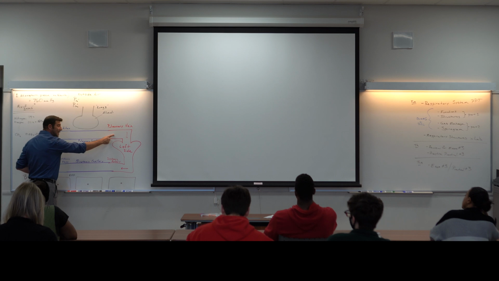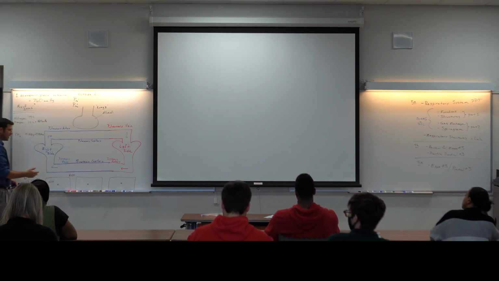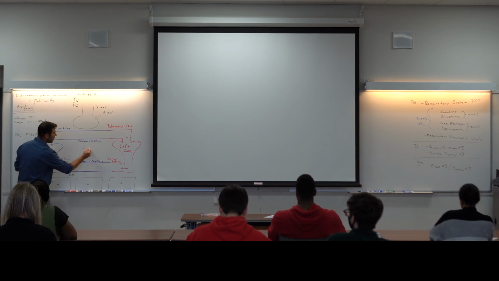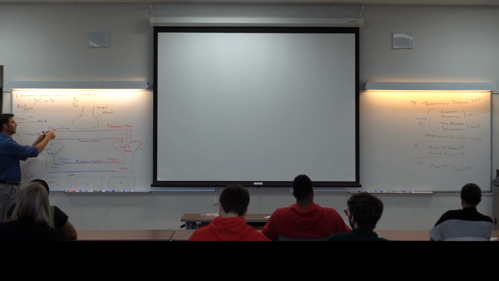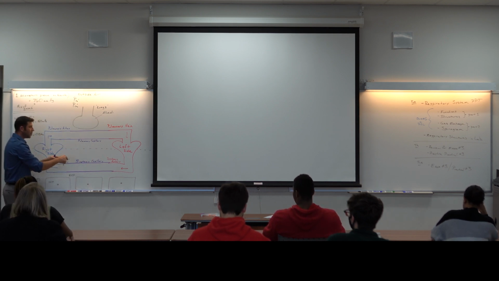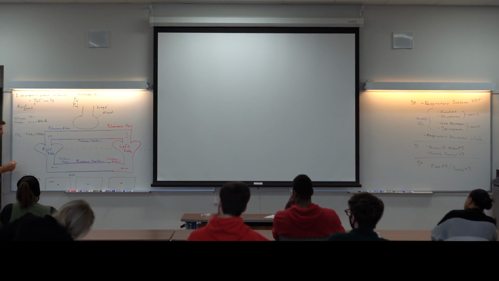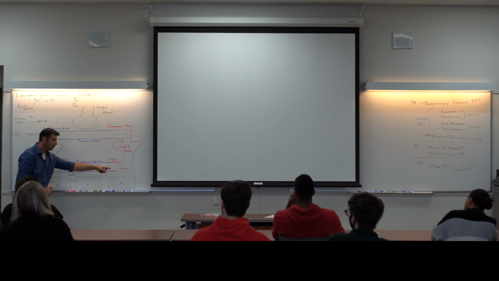Sometimes veins are red, but what's unique about a vein is it's always carrying blood towards the heart. So what's nice about this picture is we've kind of separated our pulmonary circuit on top, where we go from the heart out to the lungs and then back to the heart, from our systemic circuit down at the bottom. This is where that oxygen-rich blood leaves the heart.